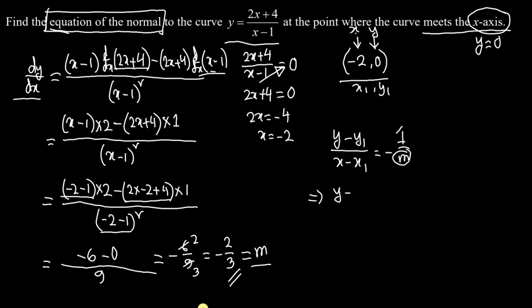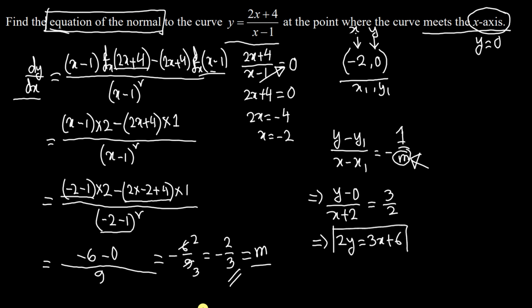y minus y1 is 0, then x minus x1, so it becomes x plus 2, and if we put our value, m is minus 2 by 3, here 1 by m, definitely it would be 3 by 2. If we place our value m here, we need to make it reciprocal and multiply with the minus sign. Then now just in one more line you need to finish it. 2y equals 3x plus 6. So this is our equation of the normal.